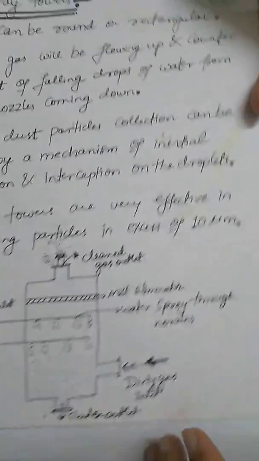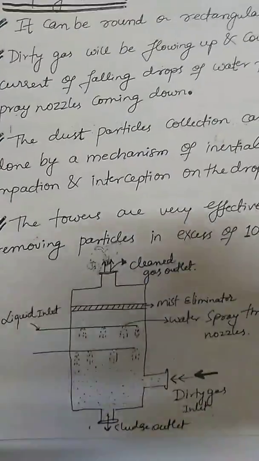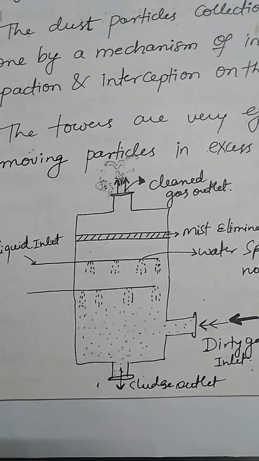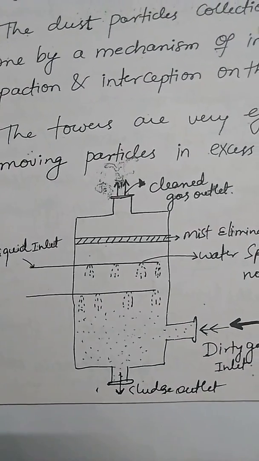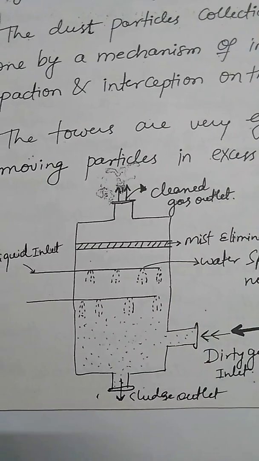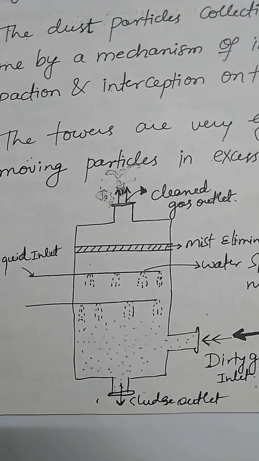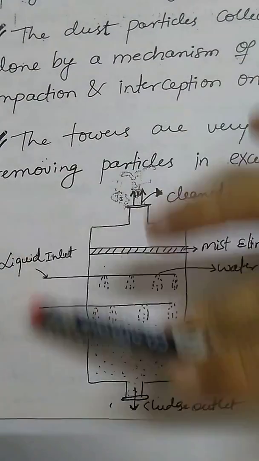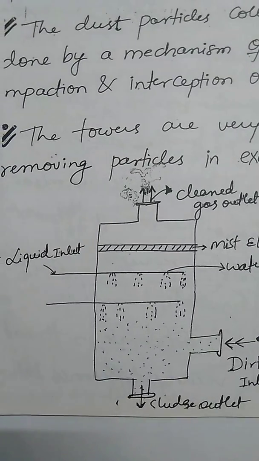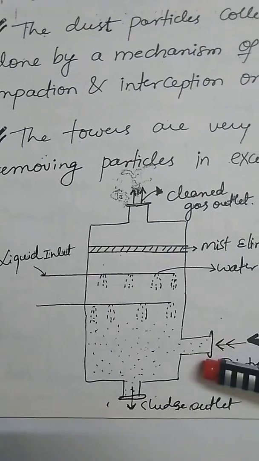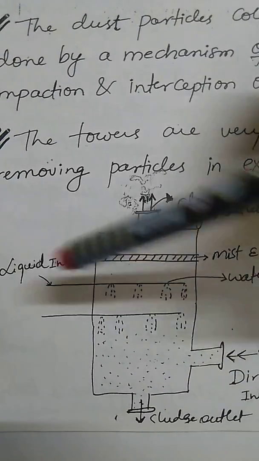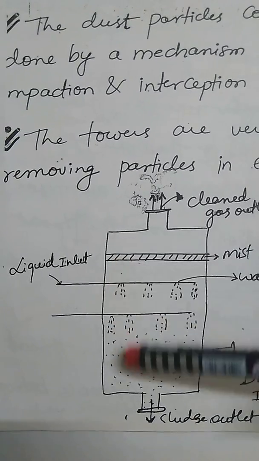Now we will see the spray tower, the first type. Spray towers are very efficient in removing particles of around 10 micrometers. Here this is the setup of your spray tower. In this spray tower, the dirty gas enters the scrubber from downside, and from the top the liquid is sprayed.